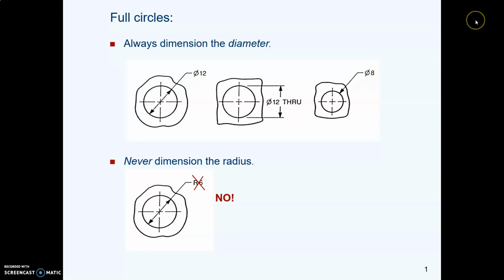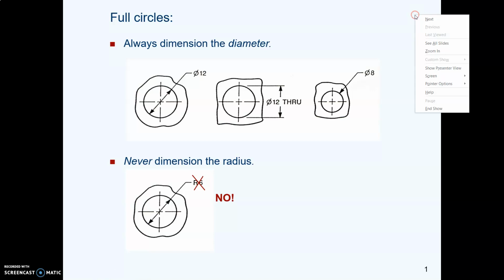We have been talking about straight lines up to now. Now, let's look at round stuff. We'll start with circles. And here's the rule. If you have a circle, goes all the way around, you must dimension that with a diameter symbol. Never, never, never dimension a circle with an R for radius. There are no exceptions to that. Always with a diameter.